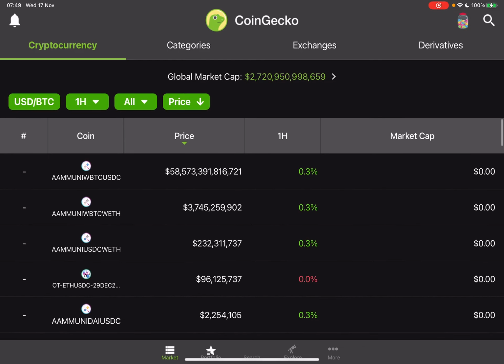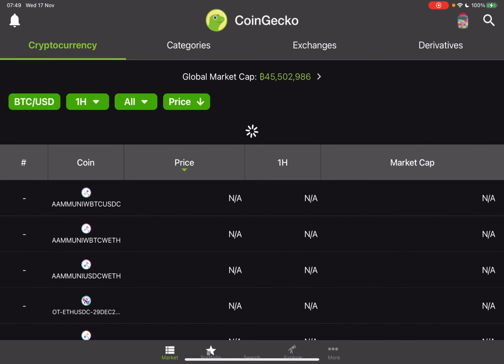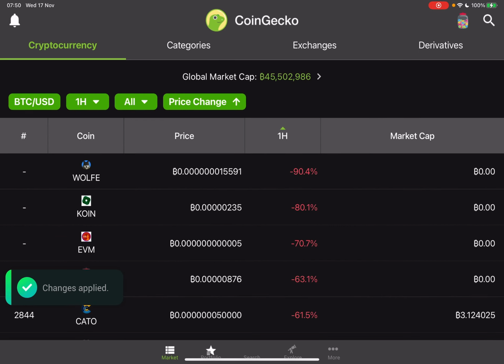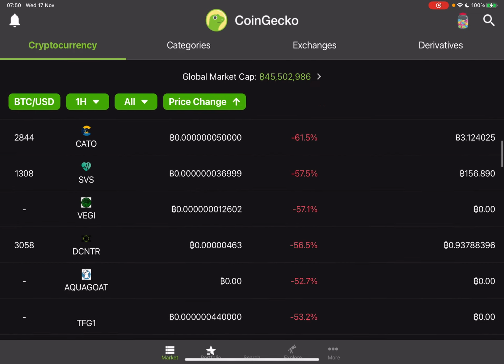And you can also search here and choose more specific criteria. Highest price, you can choose largest positive price change, largest negative price change, or anything. So you can really go creative and research your cryptos.